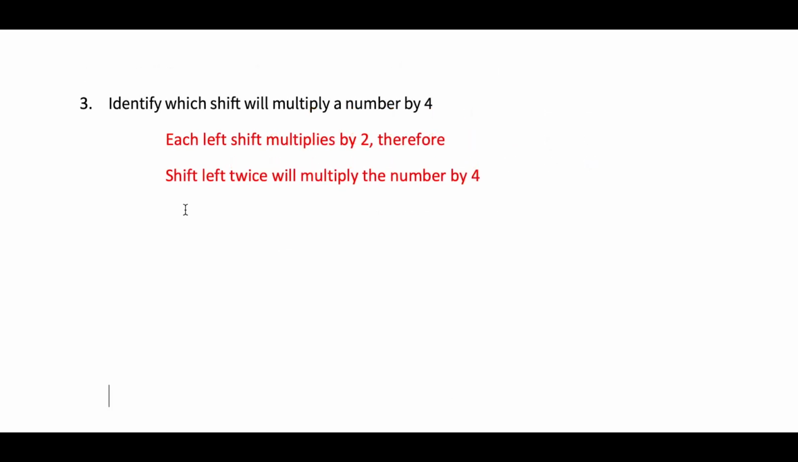Question number 3. Identify which shift operation will multiply a number by 4. Well, we know that the shift left multiplies the number by 2. It doubles a number for every shift operation that we perform. So therefore, if we wish to multiply the number by 4, we need to do a left shift twice. This will multiply the original number by 4.